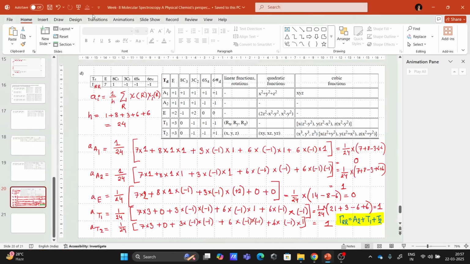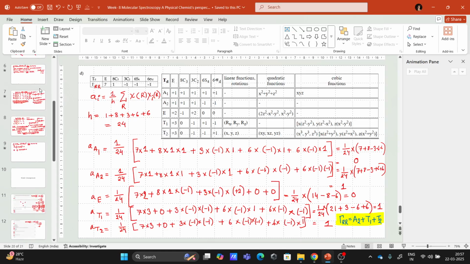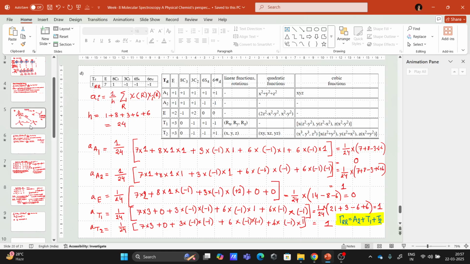I hope this derivation gives you this kind of flavor. You already knew these things. This molecular symmetry is newer to me, but I have done this group theory during my MSc courses. But this molecular symmetry is newer.